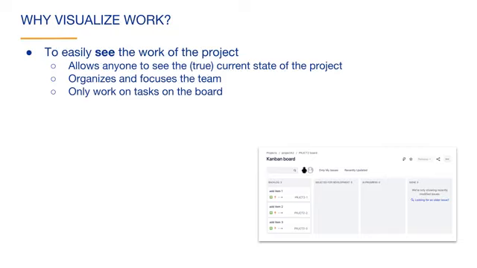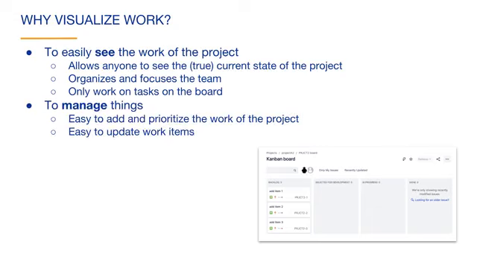Visualizing work also organizes and focuses the team. The team should only be working on the issues on the board, and the next issue to be worked on is very obvious. Visualizing work allows you to manage things. For example, the team can easily add items to the board, modify existing items, or change their priority. As the team works on a work item, the item can be updated to show the progress.